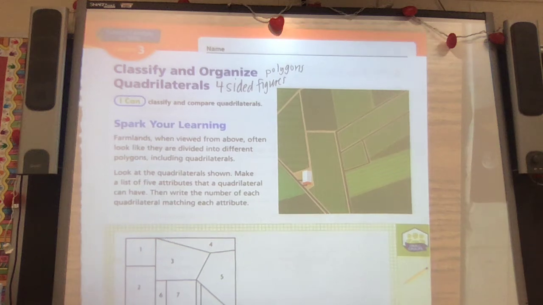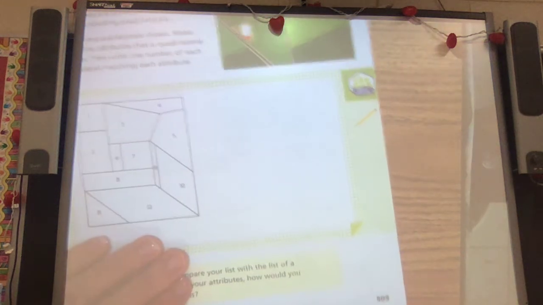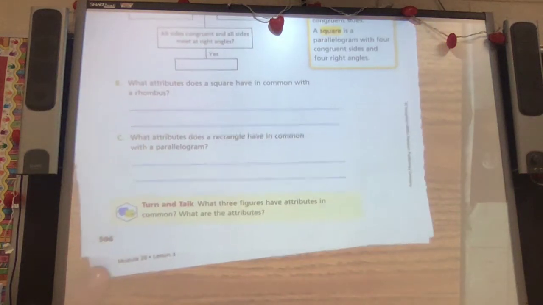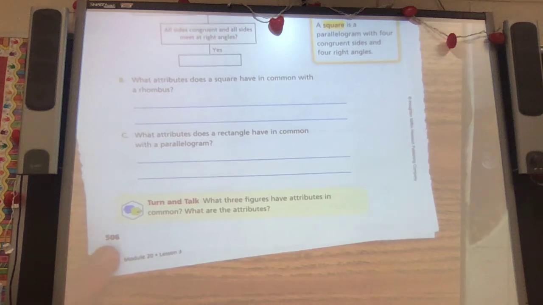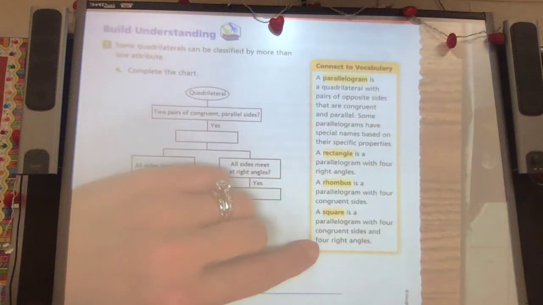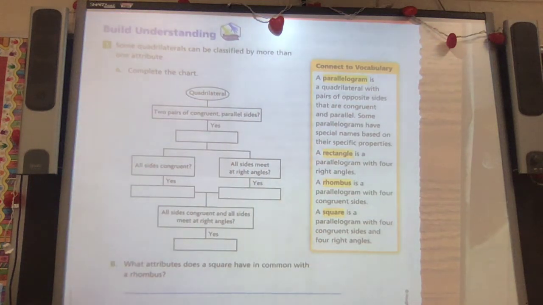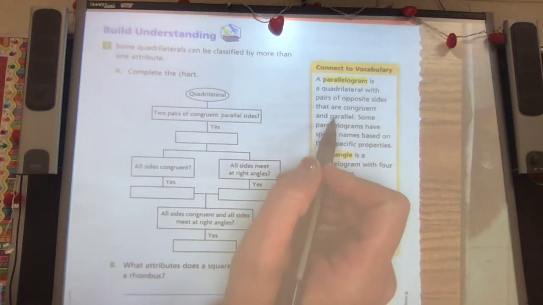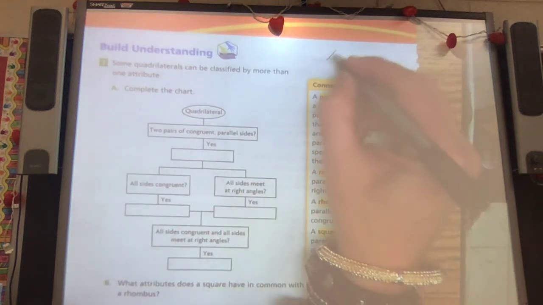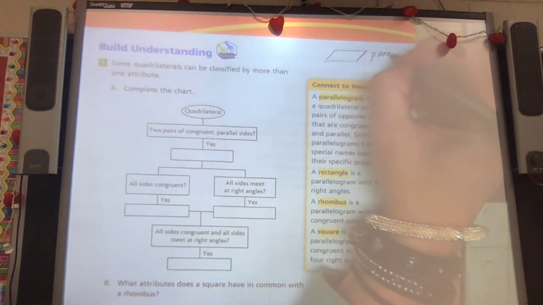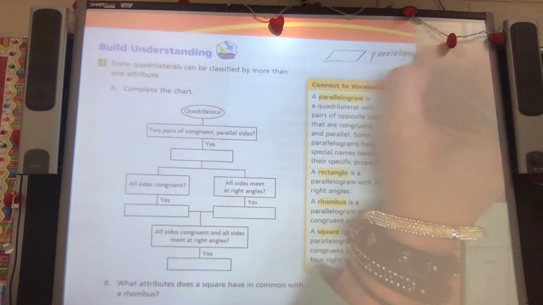So we're in module 10 through 20. And I'm actually going to go ahead and flip the page. And we're going to look at page 506. Page 506. Okay. A lot of vocabulary here. So a parallelogram is a quadrilateral or a four-sided figure with pairs of opposite sides that are congruent and parallel. A lot of times we see a parallelogram look like this. I always say it's like a sideways rectangle.